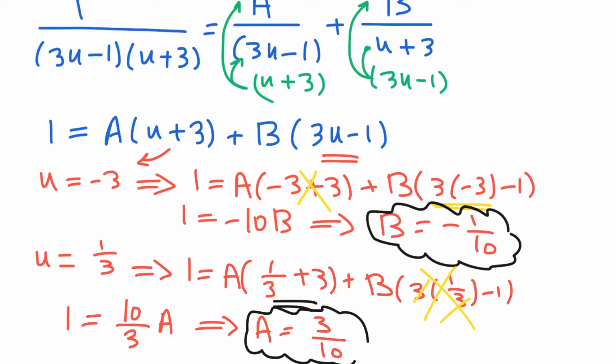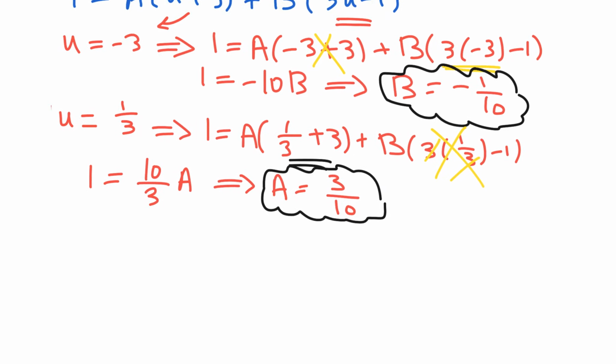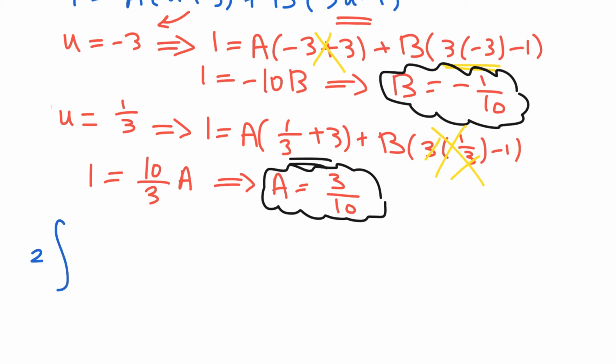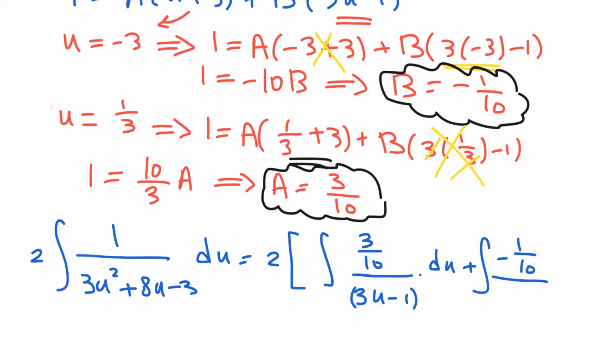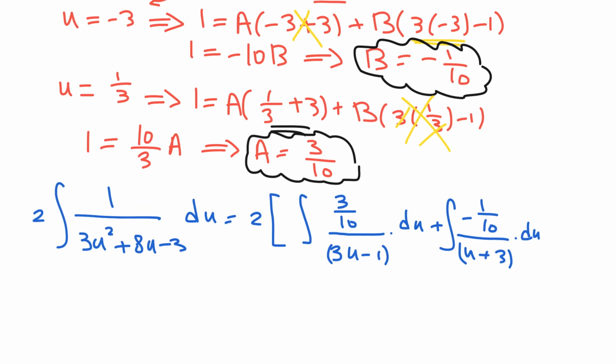So now we found the value of A and the value of B. Now by substitution, I can write down 2 from the beginning, 2 integral 1 over (3u squared plus 8u minus 3) du equals 2 times, now I can multiply by all the fractions, integral of A, which is 3 out of 10, over 3u minus 1 du, plus integral of -1 out of 10 over u plus 3, the second brackets, times du. Okay, and then I close the brackets.